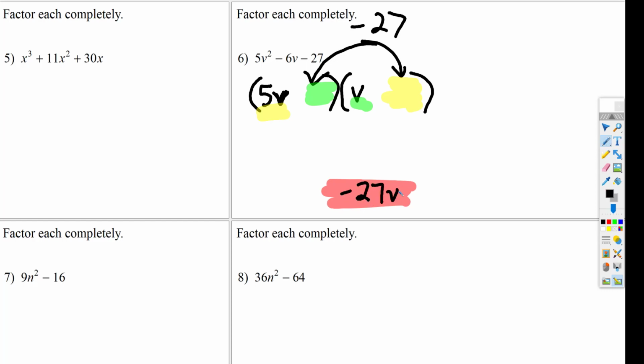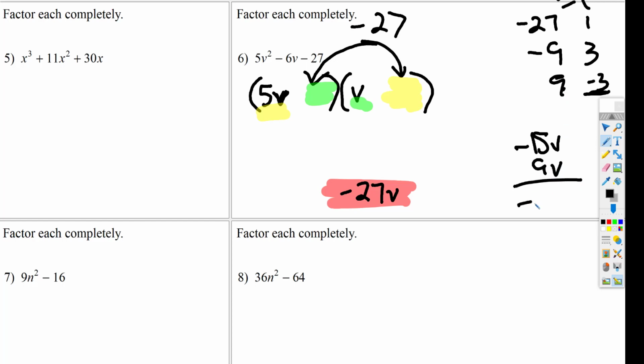negative 27v. So factors of negative 27, let's see, negative 27 and 1, negative 9 and positive 3, and positive 9 and negative 3. So let's see, we need it to be negative 6. If we multiply 5v times negative 3, that's negative 15v, and then positive 9 times v is 9v.